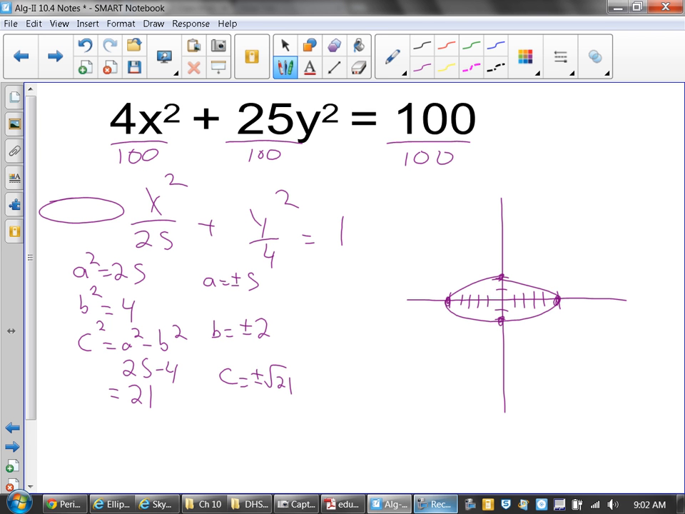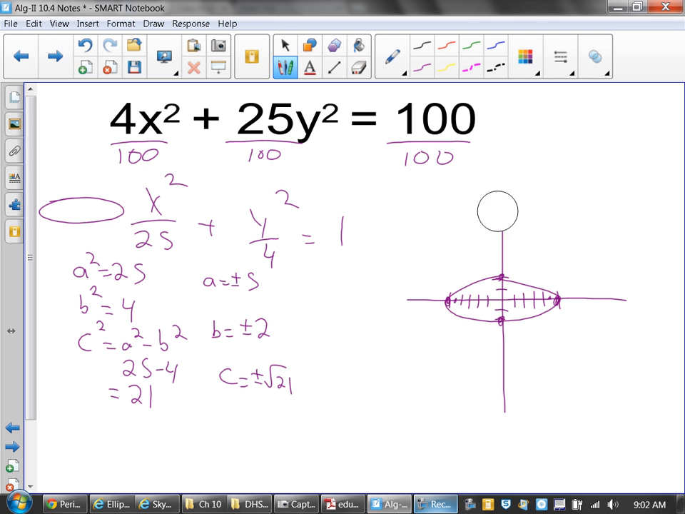Well, if you think about the square root of 21, it's less than the square root of 25, but it's greater than the square root of 16. So it's going to be closer to the 5, so we're guessing 4.7? 4.6. So about here, and about here.